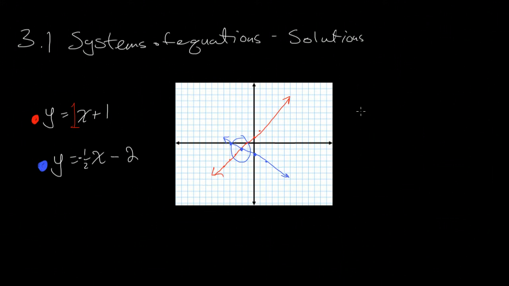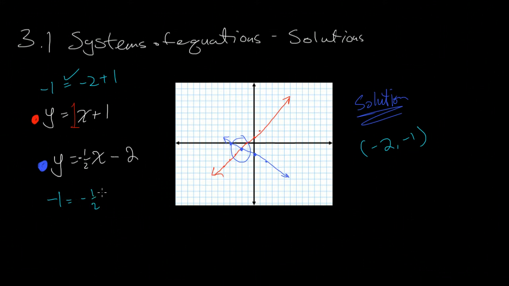So the solution is negative 2, negative 1. And in fact, let's see if that's true. If I say, is negative 1 equal to negative 2 plus 1? Well, tally-ho, it sure is. What about over here? Is negative 1 equal to negative 1/2 times negative 2 minus 2? Let's see, negative 1 is equal to negative times a negative is a positive, 1 minus 2. And sure enough, that is also true.